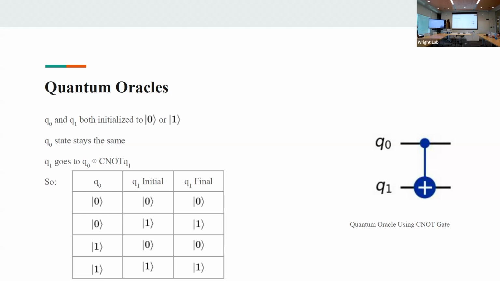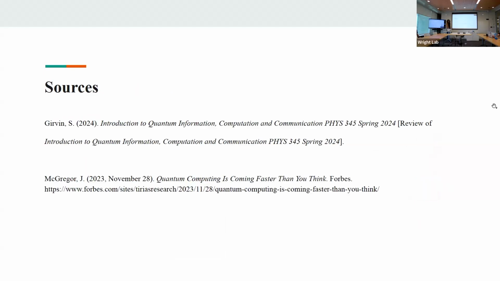But this is kind of a bit of what could be going on behind the scenes with a quantum oracle, where you could have a CNOT gate with this information here, where Q0 stays the same throughout, and Q1 goes to Q0 plus Q1 mod 2.